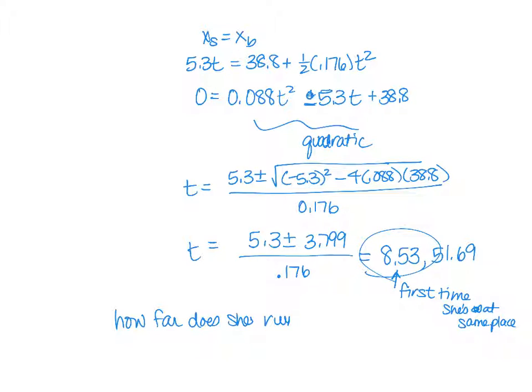to catch the bus, which is the second question. Well, her position is given by 5.3 times the time, so I put 5.3 times the 8.53, and I see that she's going to run 45.2 meters. Next, how fast is the bus traveling when she catches it?